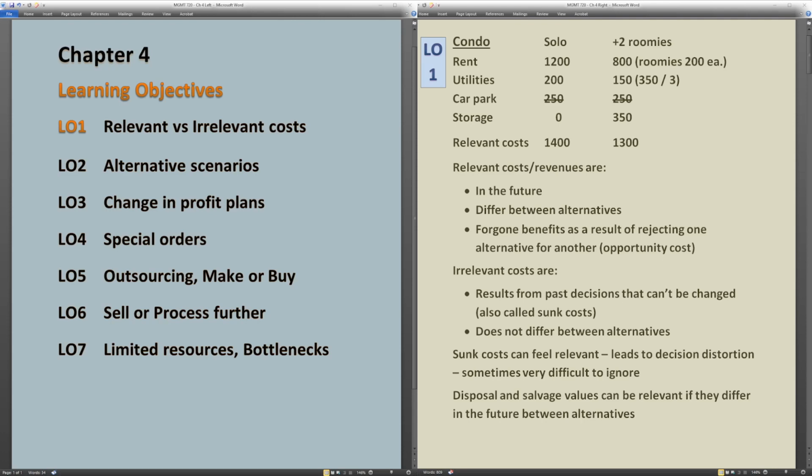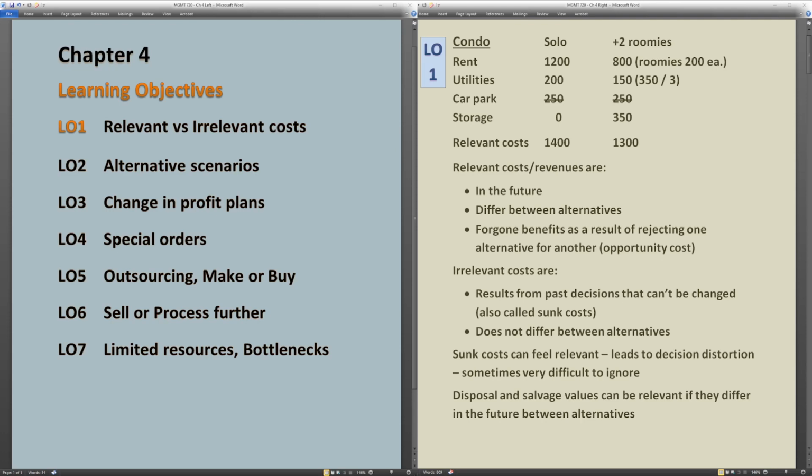and then we're going to look at a couple of special types of decisions that are common in many types of industries, starting with Learning Objective 4. How do you decide to take on a special order? Learning Objective 5. Should you outsource? In other words, should you make something or should you buy it from a vendor? Should you sell something or process it further? And what should you do if you have limited resources for a certain type of production?